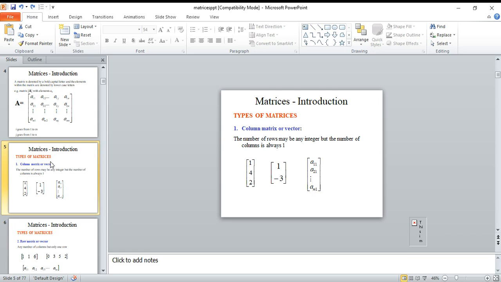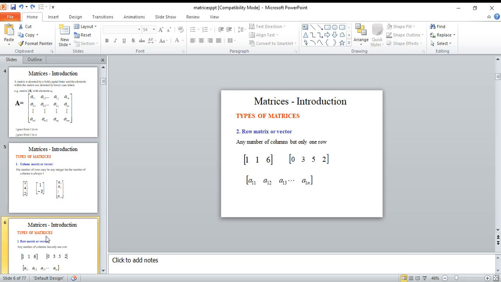And as the last example, A1,1, A2,1 up to Am,1. Here the rows are different. Column matrix: only a single column. Next is the row matrix, similarly. Row matrices are vectors: any number of columns but only one row. A row matrix has only one row and any number of columns.